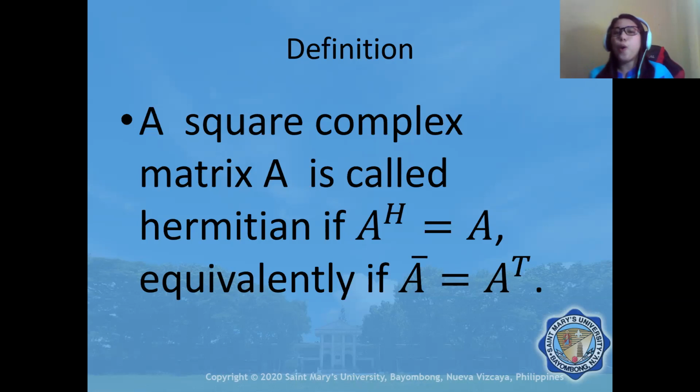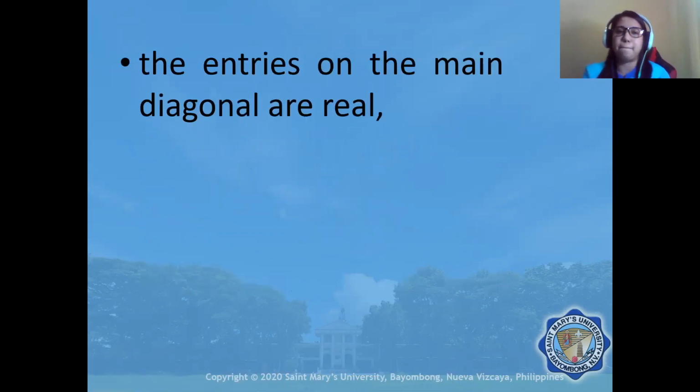So how will we know that this is a Hermitian matrix? We have a symbol for the conjugate of matrix A, with a line, or bar, above it, and we have, of course, the transpose of matrix A. So we have to check the transpose and its conjugate.